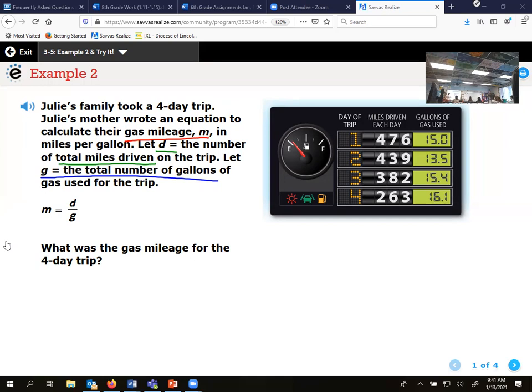Okay. So we will start with the total number of miles driven. And I'm just gonna cheat and use that as my problem. So I'm gonna add all of these together. What is 6 plus 9?